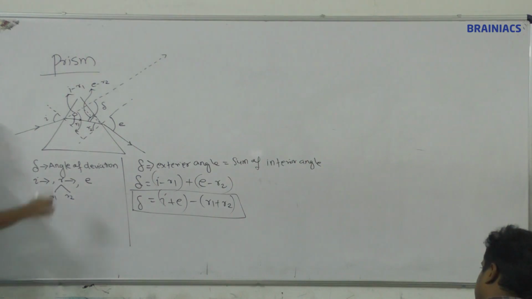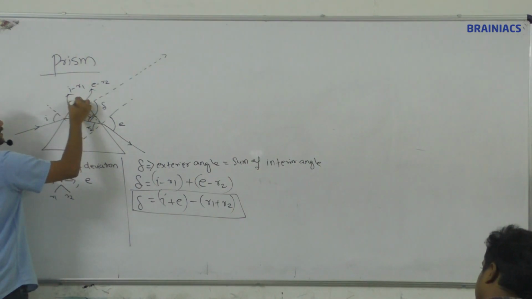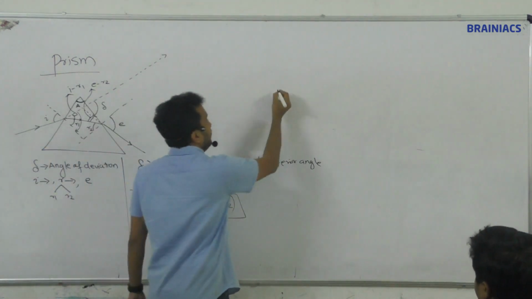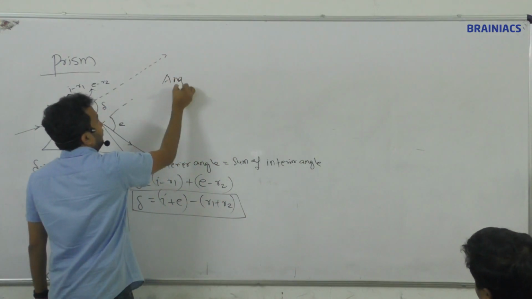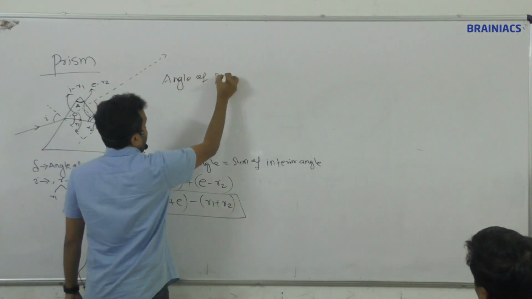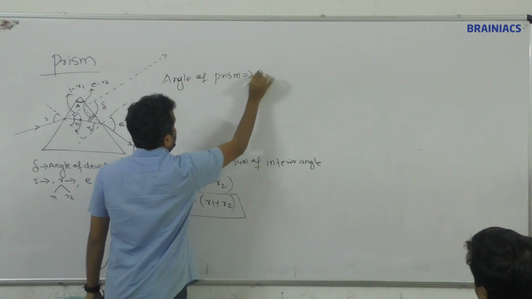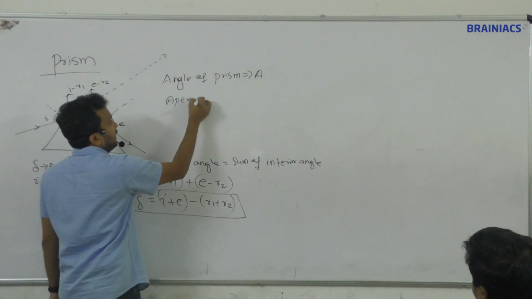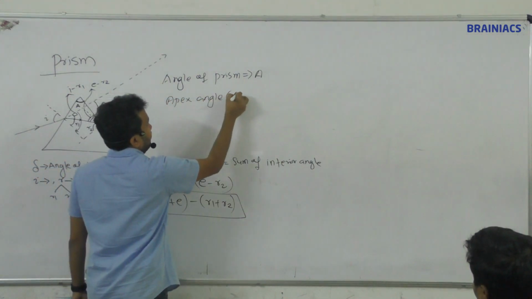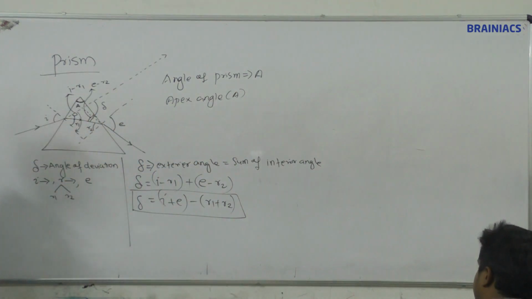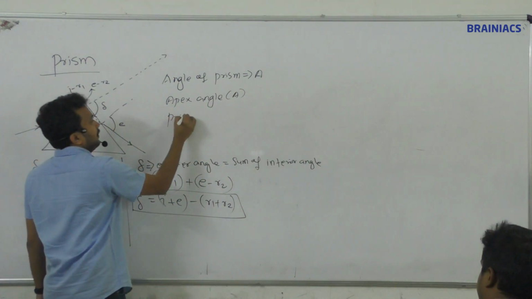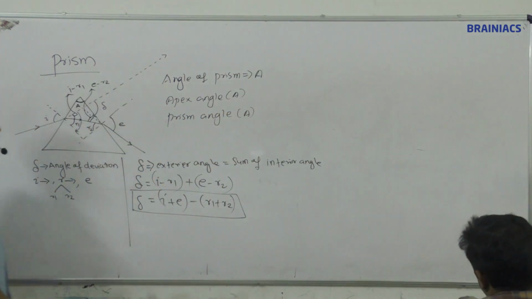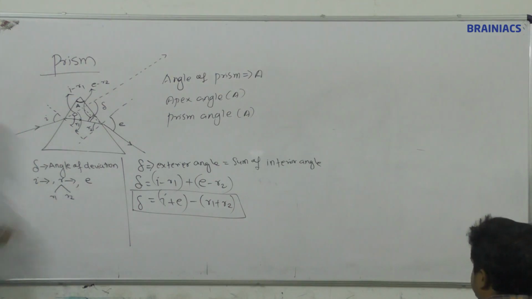The first point is deviation. Second, the prism will have this angle. This angle of the prism is called A. So the next point is the angle of prism. The angle A is called the prism angle, or angle of prism. This is also called the apex angle. Both are the same. Prism angle A.